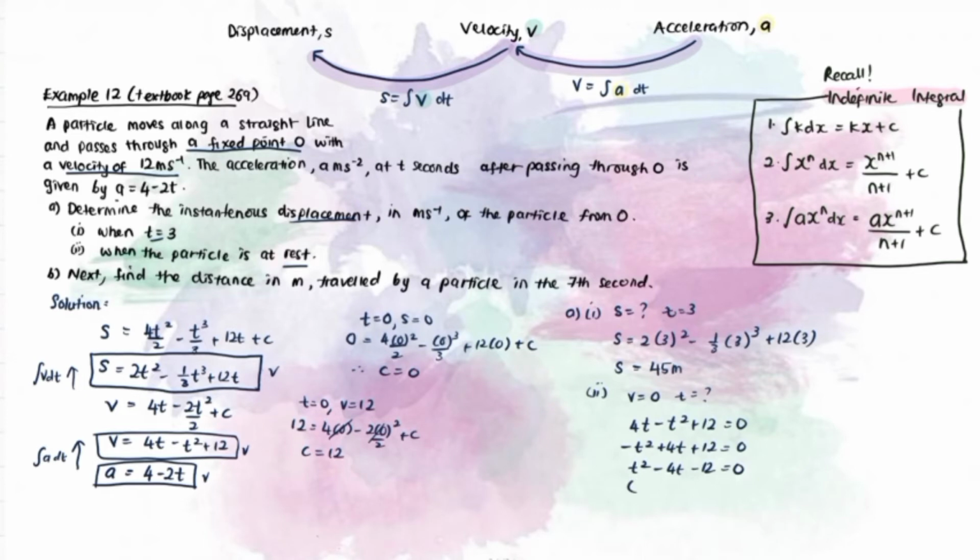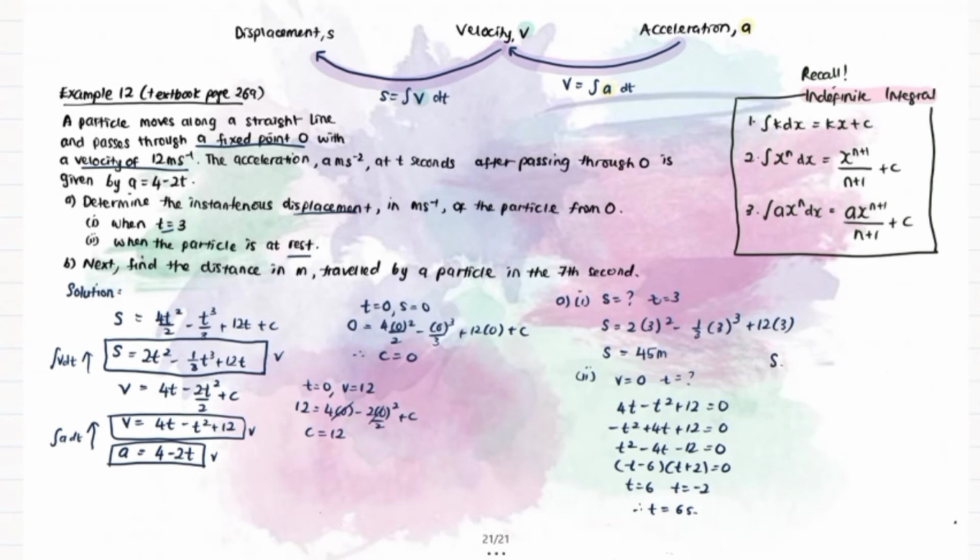Then we factorize it. (t minus 6)(t plus 2) is equal to 0. t is equal to 6, t is equal to negative 2. But always remember that time will always be positive, so we choose t is equal to 6 seconds. So the displacement for t is equal to 6, we look at the displacement function and substitute t is equal to 6.